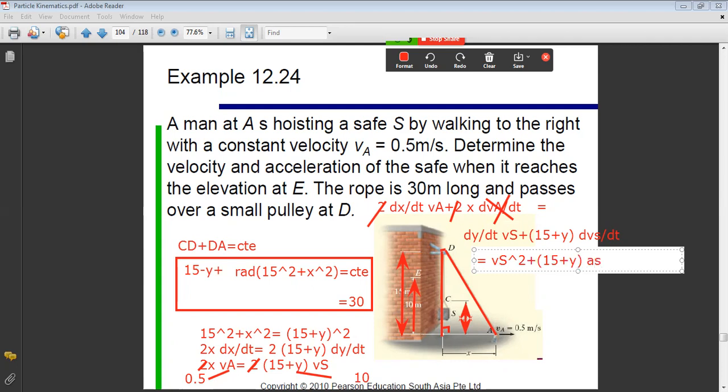This relation gives me the acceleration of S, because from the other side it is equal to dx over dt times VA, and dx over dt is the velocity of A, so it's equal to the velocity of A squared. Now in this relation, the only unknown is the acceleration of S, because at any position I can calculate VS from the previous step. I calculated the velocity of S, then I replace it back in this relation to get the acceleration of S, with VA given to be constant. Okay, any question on this problem?